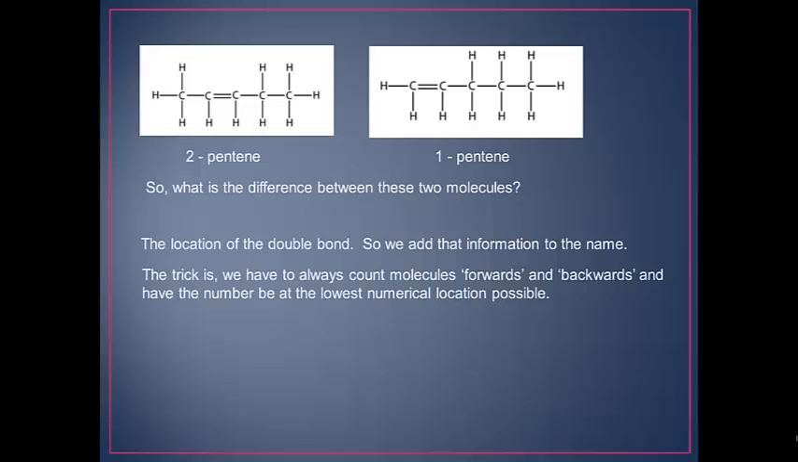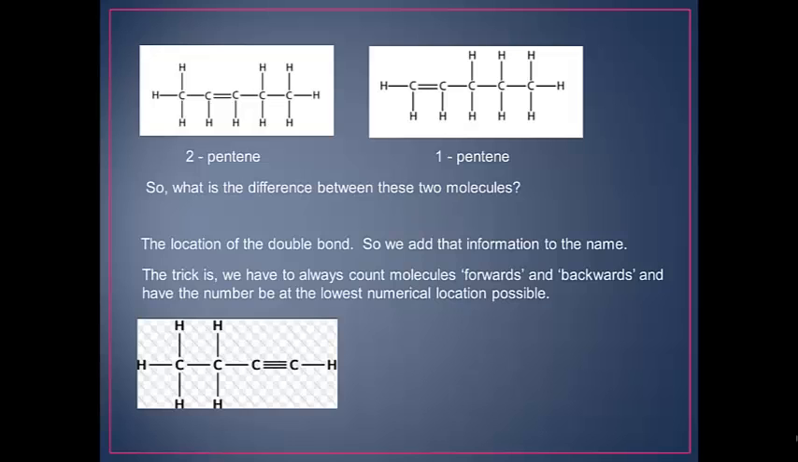The trick is we always have to count the molecules forwards and backwards, and we always have the number at the lowest numerical location possible because molecules aren't spatially oriented. So you have to be able to recognize that 2-pentene would technically be the same as 3-pentene if it was flipped around backwards. So there's no such thing as 3-pentene. As an example, we have this molecule. This would be called 1-butyne, not 3-butyne, because if you count them, you would want to go with the lowest possible option, which would be starting at the first carbon.